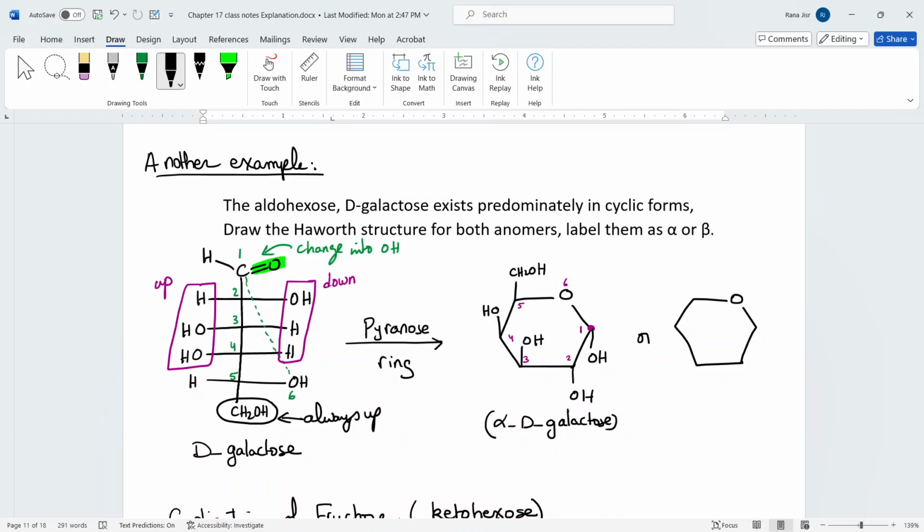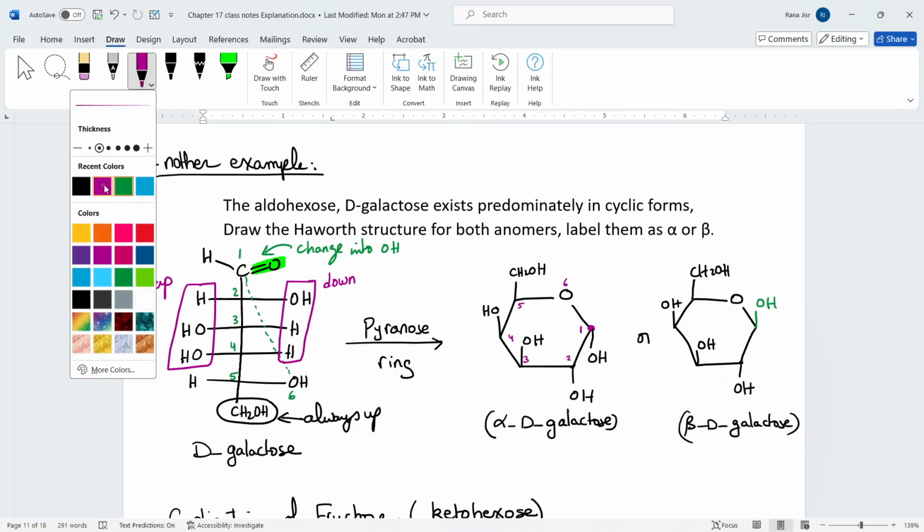Okay, and if your OH is up in there, let's keep the same groups there. So you have your OH down, up, and then the CH2OH, then that is going to be the beta D galactose anomer. Okay, both are going to form.